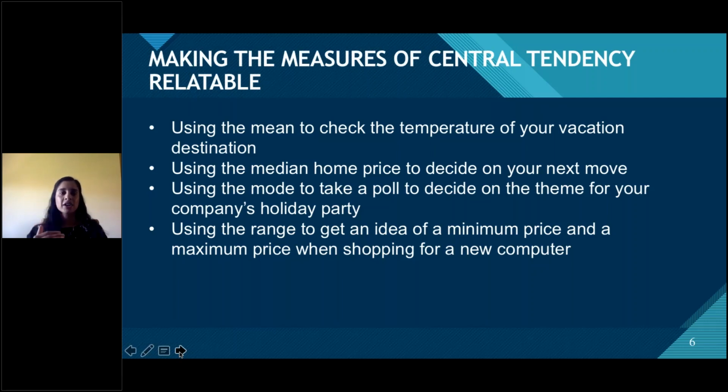And I've given here just 4 examples of how you can make them relatable in your classroom, but there are literally millions of other possibilities. So you can adapt this to suit the needs of your class and depending on what you think your class would relate to. So you can use the mean to check the temperature of your vacation destination. Knowing the average temperature over a certain period of time in a certain place will be useful if you're trying to plan a vacation, for example, and you want to know how to pack and how to plan.